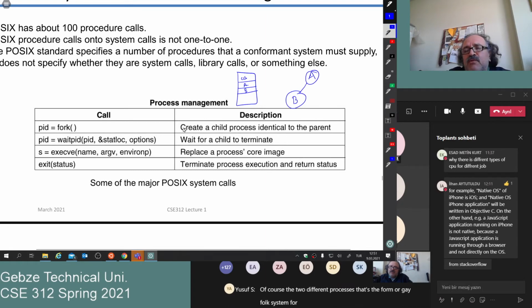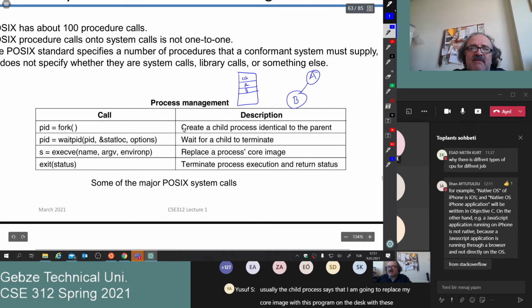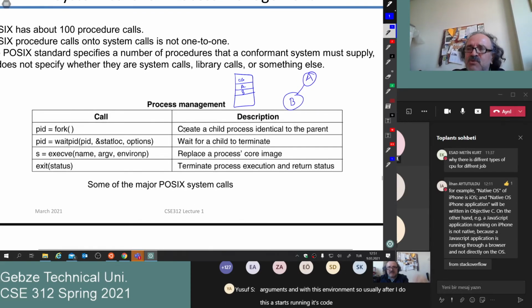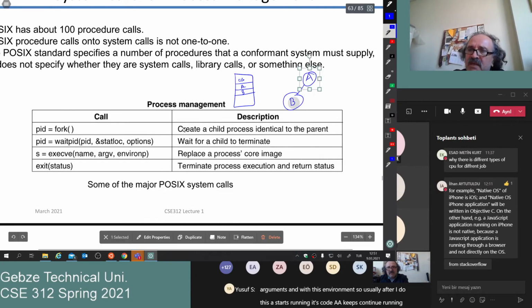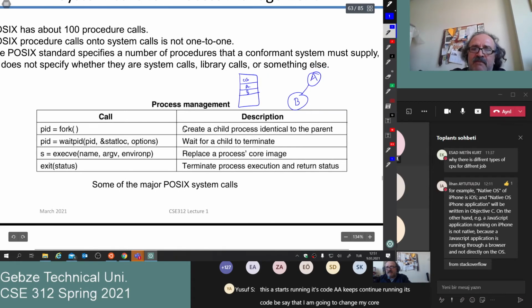So what is the use of having exactly the same process? This is how they designed it. Usually the child process says, I am going to replace my core image with this program on the disk, with these arguments and with this environment. So usually after I do this, A keeps running its code, and B says that I am going to change my core with a new program.